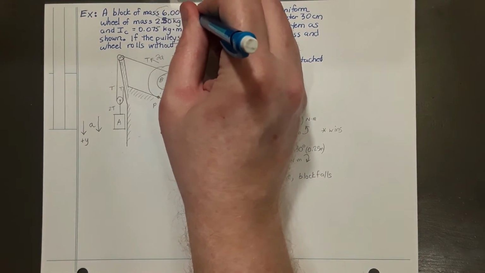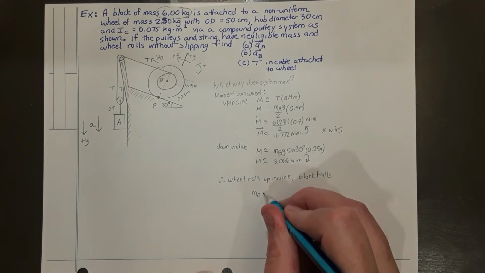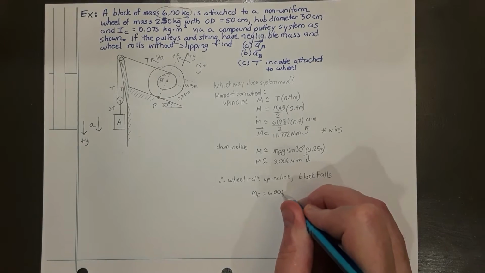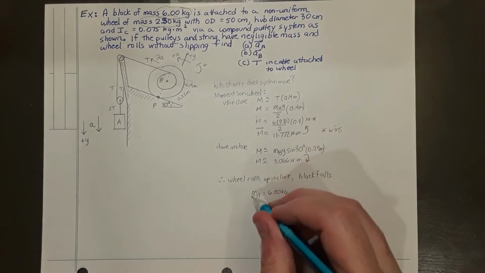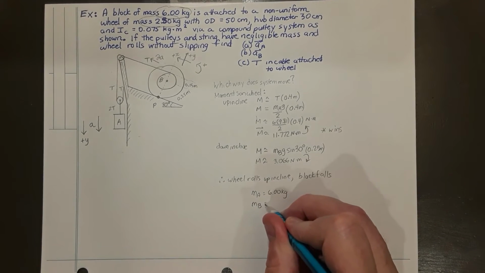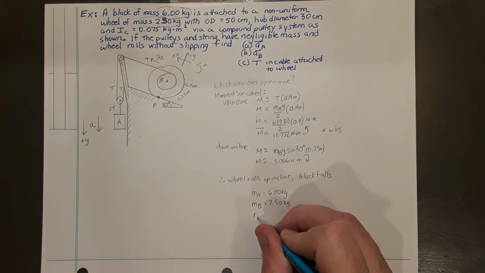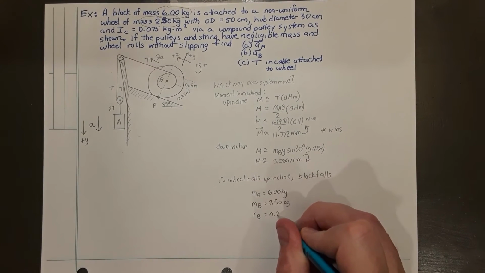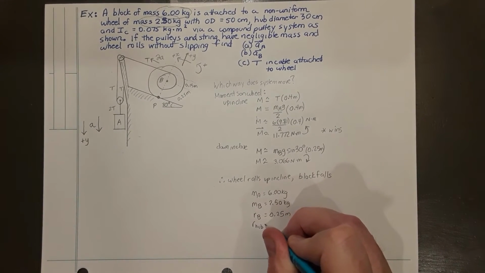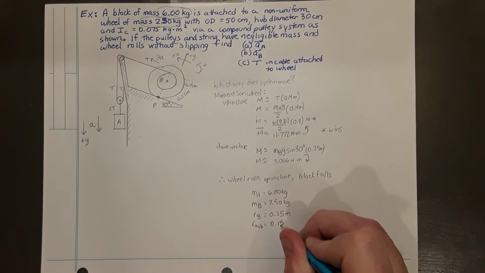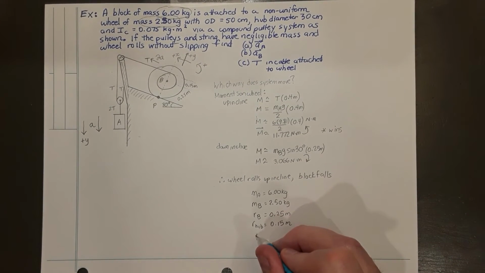Well, going to the question, if the block has a mass of 6 kilograms, then MA is 6 kilograms. The wheel has a mass of 2.5 kilograms, that's mass B, 2.5 kilograms. The radius of B is 25 centimeters, and the radius of the hub is 15 centimeters. So 0.25 meters and 0.15 meters respectively.